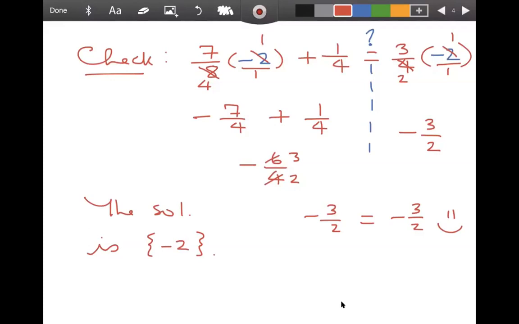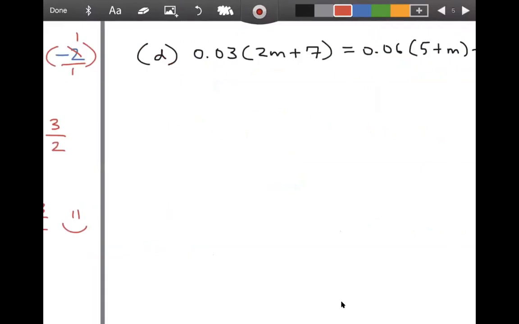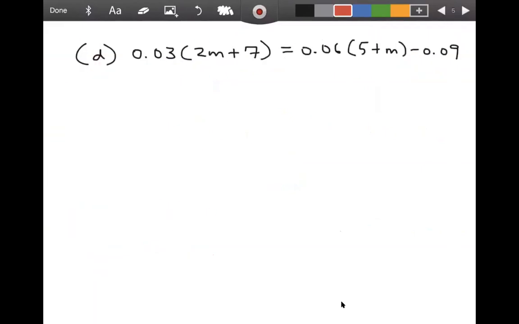Let's look at this example. All right. We have an equation with decimals. 0.03 times (2m plus 7) equals 0.06 times (5 plus m) minus 0.09.